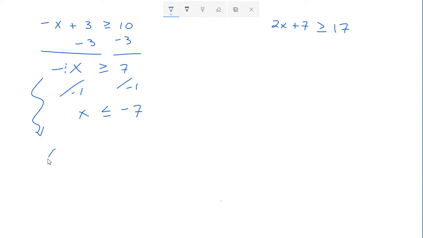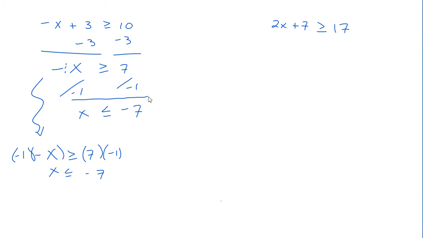If you're not sure about this step, of course, you could just do it this way. You could just say, since we had negative x greater than or equal to 7, I could just multiply by minus 1 on both sides. Either way, we get the same thing. We get x less than or equal to negative 7. Okay, so this is one of the resulting inequalities where we've isolated the x.